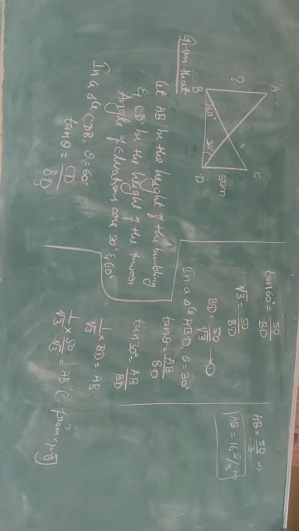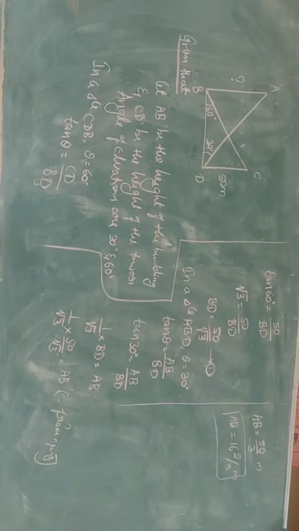Yes, question number 10. Two poles of equal heights are standing opposite each other on either side of the road, which is 80 meter wide. From a point between them on the road, the angles of elevation of the top of the poles are 60 degree and 30 degree respectively. Find the height of the poles and the distances of the point from the poles.